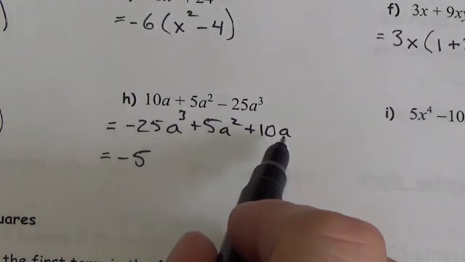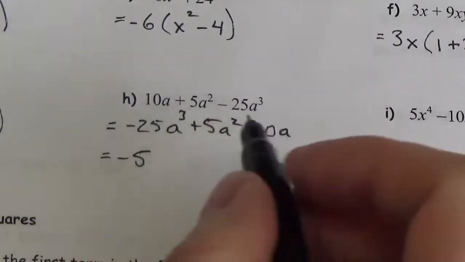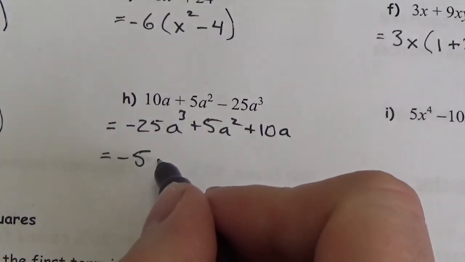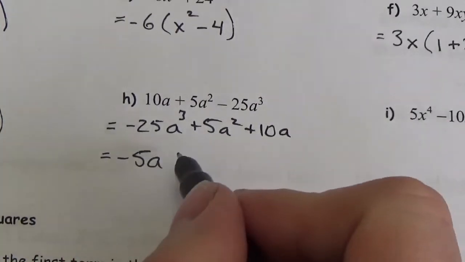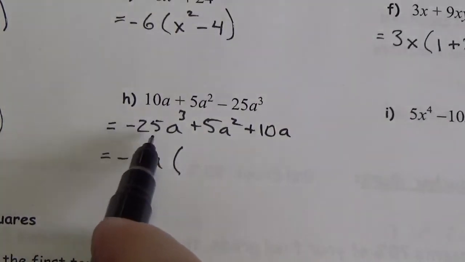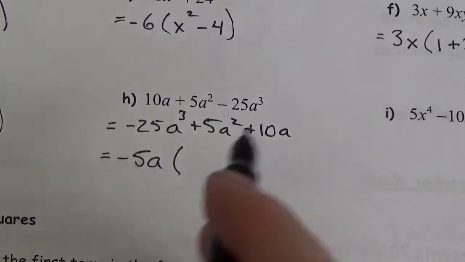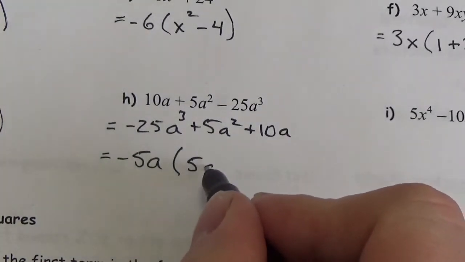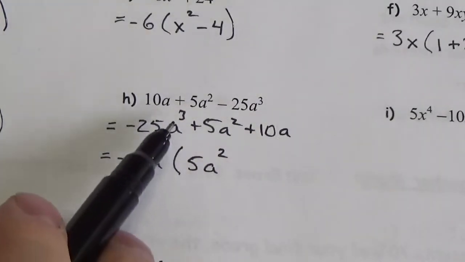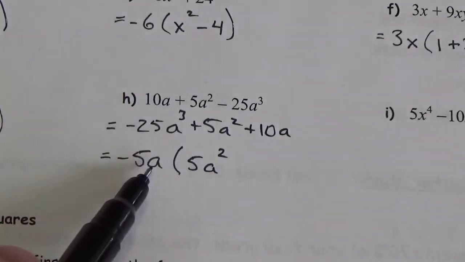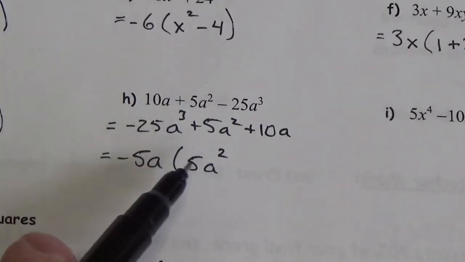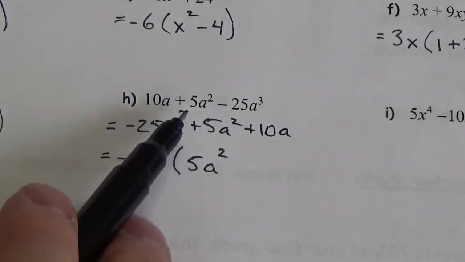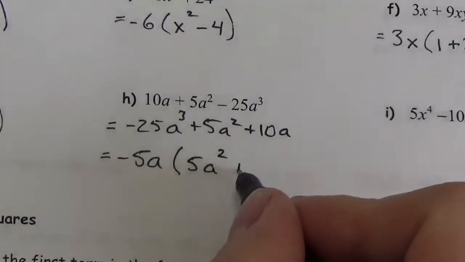I see that there's an a common to every term, and the smallest power or the smallest exponent on the a is 1. So I'm going to take out the negative 5a. So negative 25a cubed divided by negative 5a is going to be 5a squared. Because remember, when you divide the powers, you subtract exponents. So 3 minus 1 is going to give me that 5a squared.